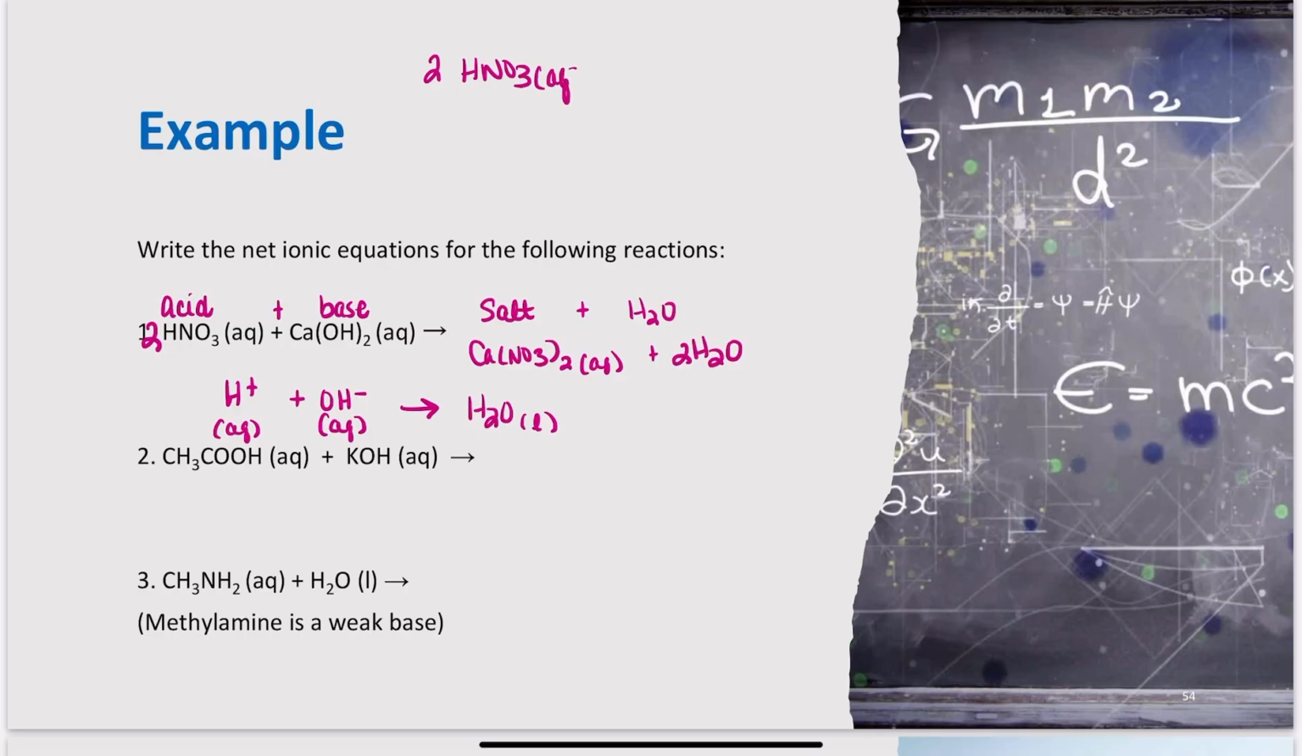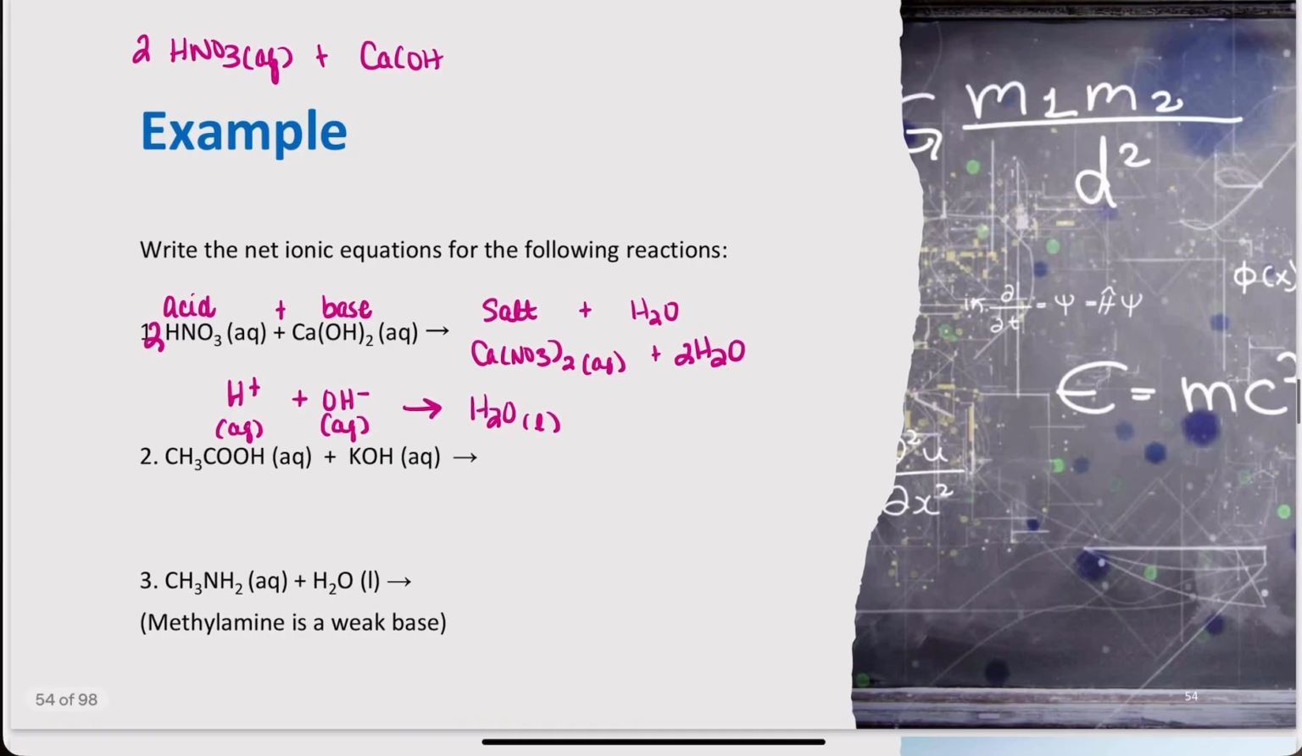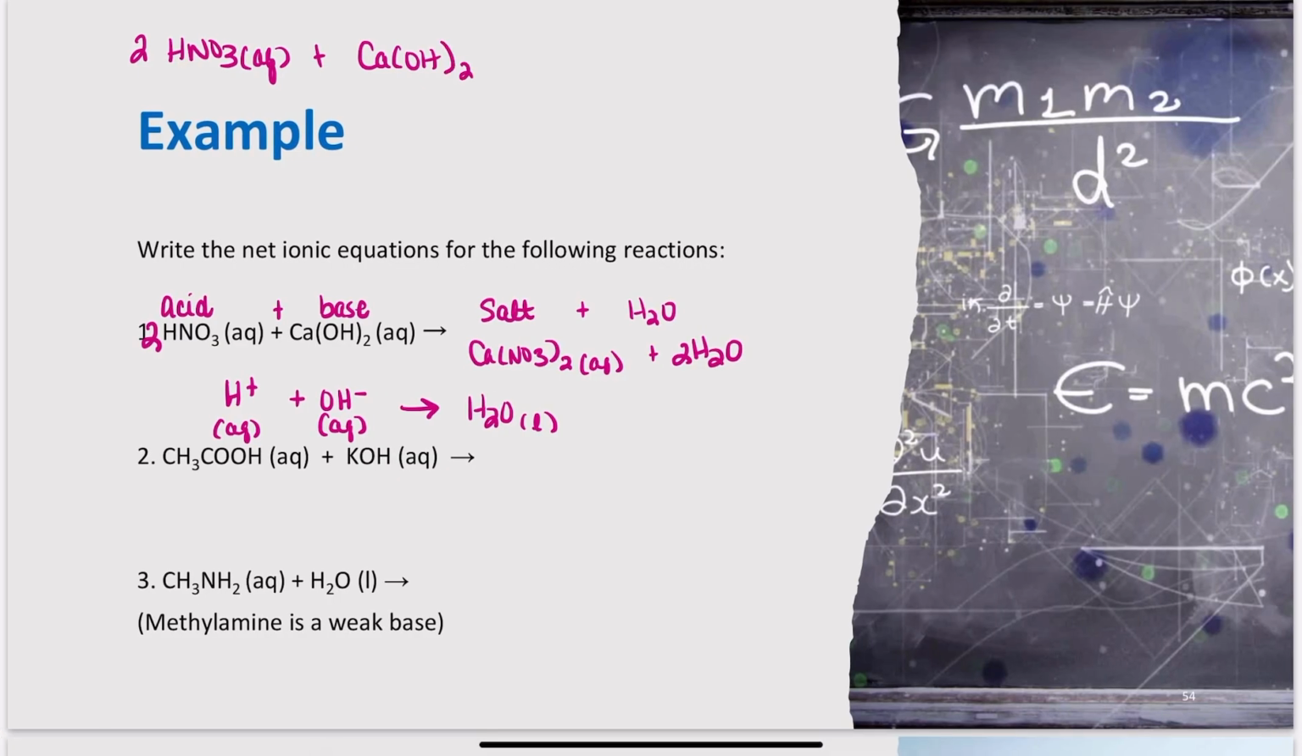2HNO3 reacts with 1 mole of calcium hydroxide. I'll show you how we get down to that ratio in a sec. This reacts to form calcium nitrate and water. Sorry, this one's going to form 2 moles of water.